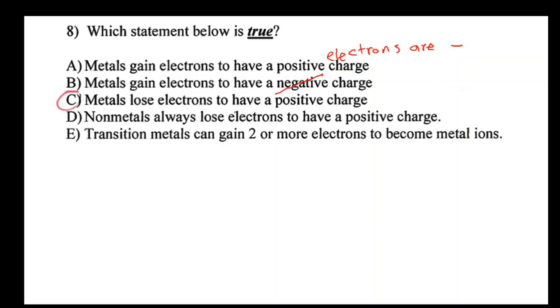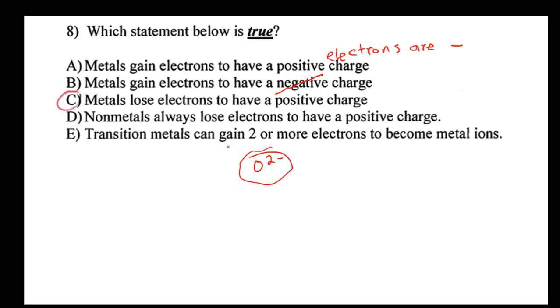The reason D is incorrect is nonmetals always lose electrons to have a positive charge. So in general, not always, nonmetals usually like to have a negative charge. So for example, like oxygen is 2-. So in most cases they like to have a negative charge. So that's why D is incorrect.